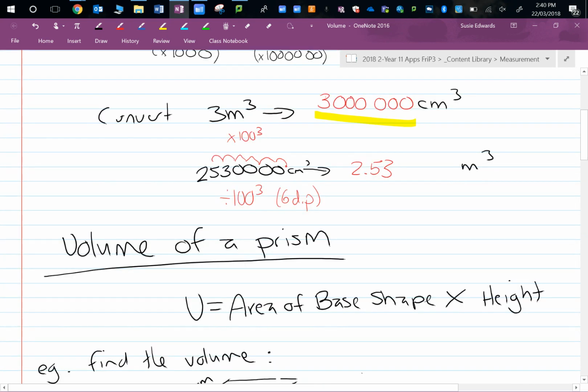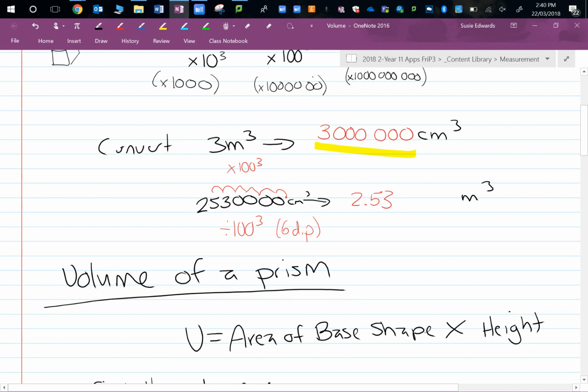All right, so volume of a prism. Remembering this is for prisms, not for pyramids or spheres, okay? Volume of a prism, the formula you get on your formula sheet says volume equals the area of the base shape times by the height. Could you write that down? Volume of a prism, volume is the area of the base shape times by the height.